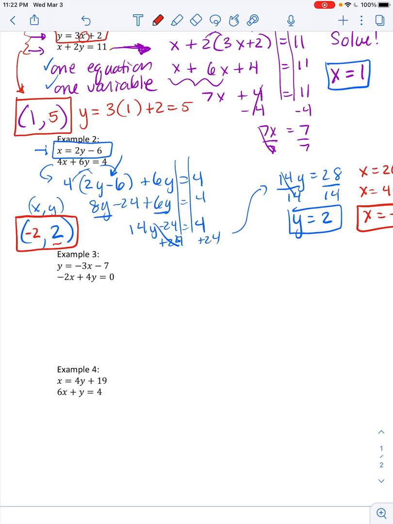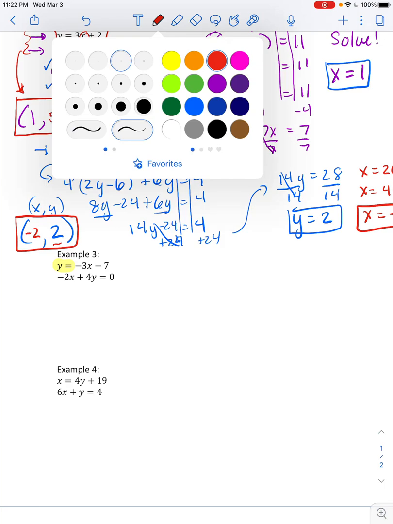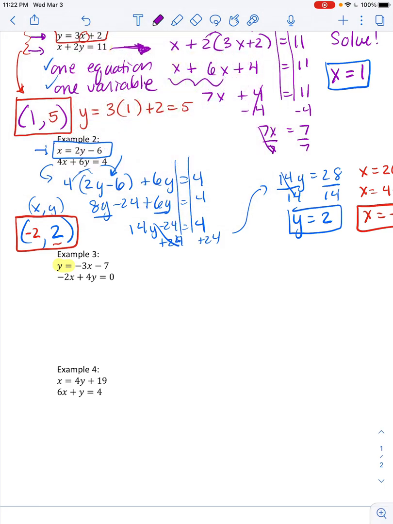It also means if I took the time to graph those two equations, they would cross at negative 2, positive 2. How about down here? Again, thankfully, I have y equals, so it's already equal to something. So anywhere there is a y in the next equation, I can substitute in negative 3x minus 7. So let's do that. Negative 2x plus 4, and then I'm going to substitute in for y, equals 0.